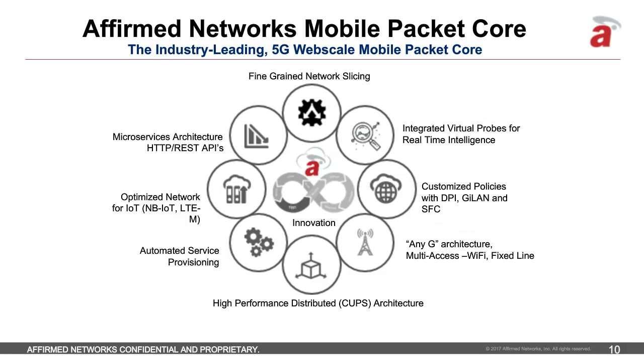You can act on it in a closed-loop fashion. Customized policies, DPI, GI-LAN value-added services, service function chaining, all come into this over an NEG architecture. So as we build out this new common core, it should be able to absorb fixed wireless, Wi-Fi, any of the legacy access techniques. It needs to be high performance, so the solution is built around a CUPS architecture, which is control user plane separation.